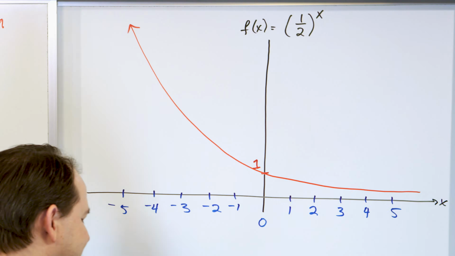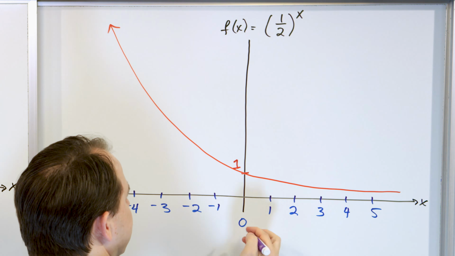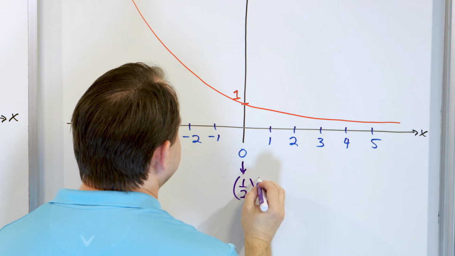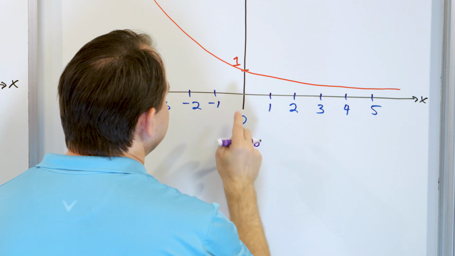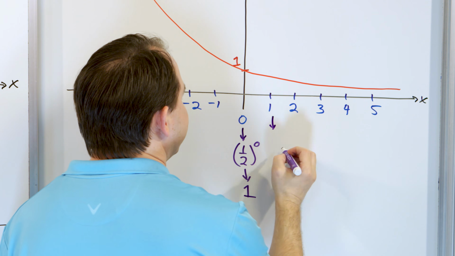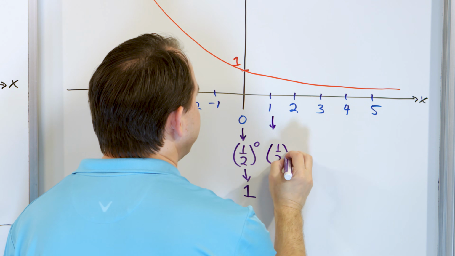Why is it a mirror image? Let's take a look at it. If we take the number 0 and put it in there, we're going to have 1/2 to the power of 0. That equals 1. So we have to go through the point 1, just like always. This guy is going to be 1/2 to the power of 1.